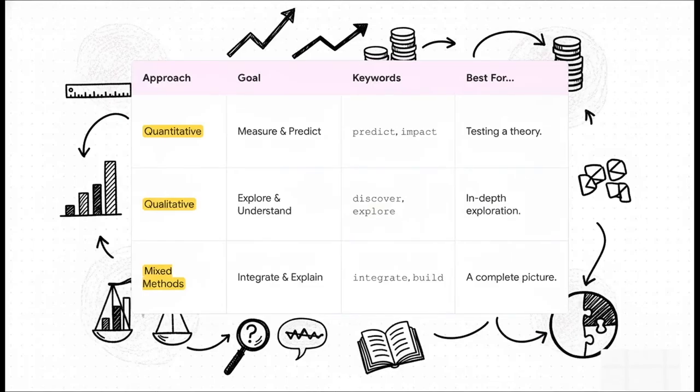And just to make it super easy, here's a final cheat sheet for you. Just look at your goal. If your goal is to measure and predict, and you find yourself using keywords like impact or compare, boom, you're in the quantitative zone. If your goal is to explore and understand, and your language is full of words like discover or describe, you are firmly in qualitative territory. And if your goal is to integrate both to build a more complete, layered picture, then you know you need that mixed methods approach. It all comes down to what kind of knowledge you're trying to build.